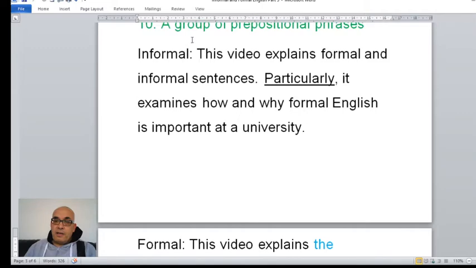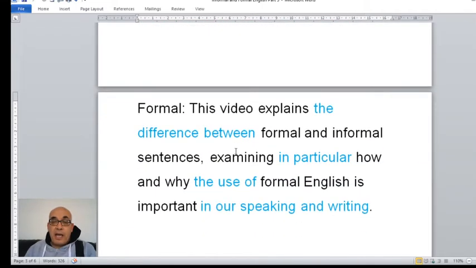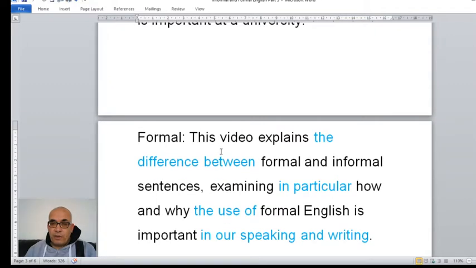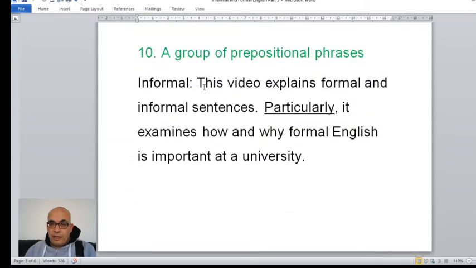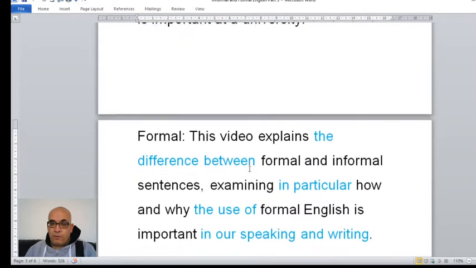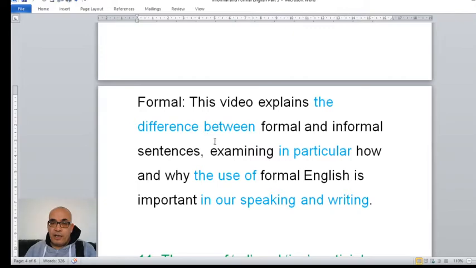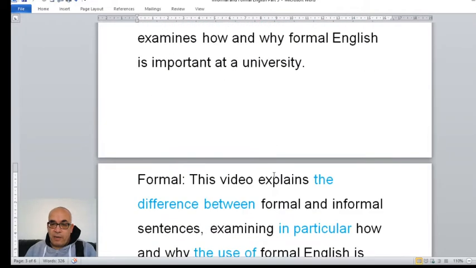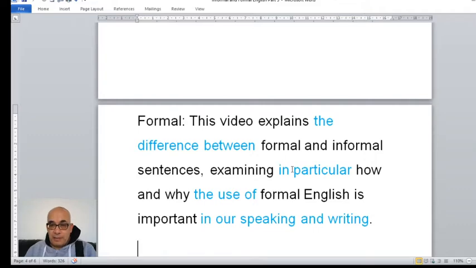So as you can see, in formal English I use prepositional phrases, and I give you the examples. This sentence is informal and I change it into formal, and I use prepositional phrases. And two sentences here, I make them one sentence in formal English.